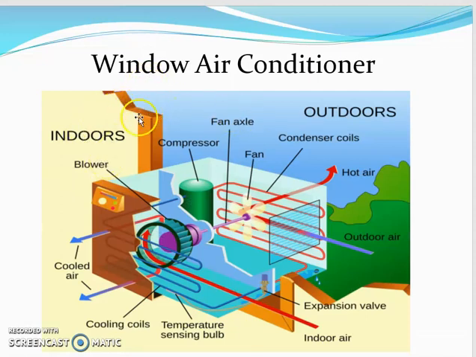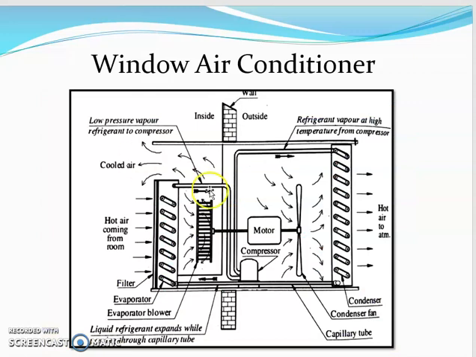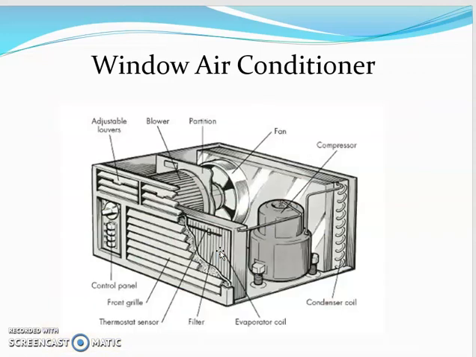This is another diagram of a window air conditioner. This is the inside space. The evaporator coil, evaporator blower, thermostatic valve and control panel are the components in the inside, indoor space, while the compressor and condenser fan are in the outside space. Same, this is a two-dimensional view of the window AC. So first we'll start with the construction and function of major components.